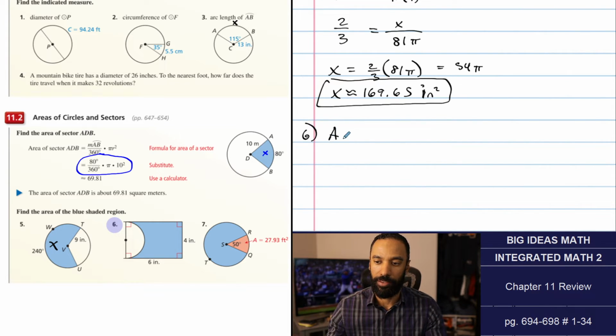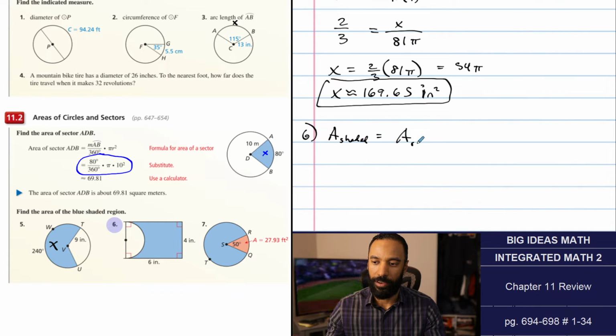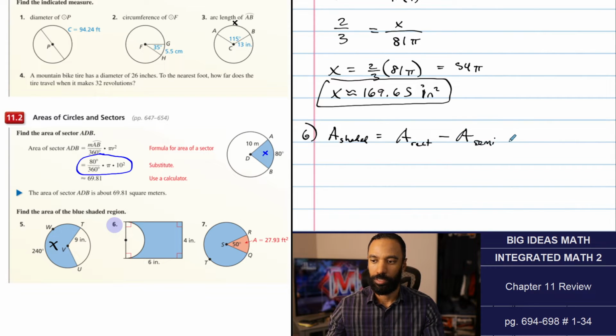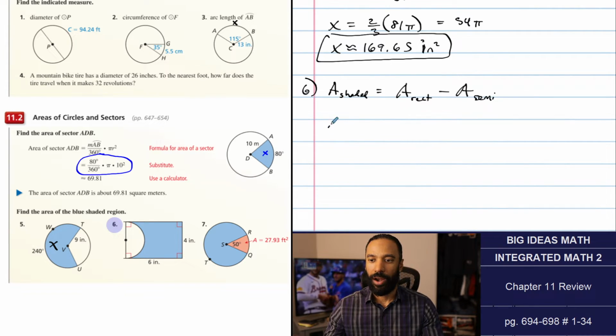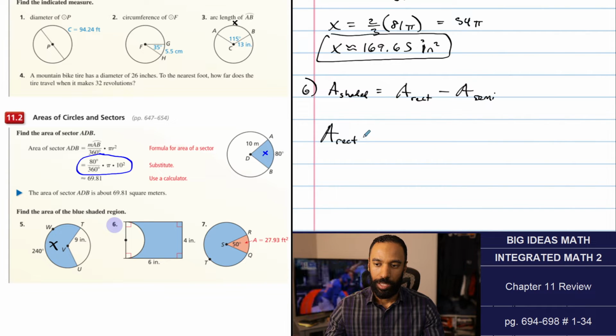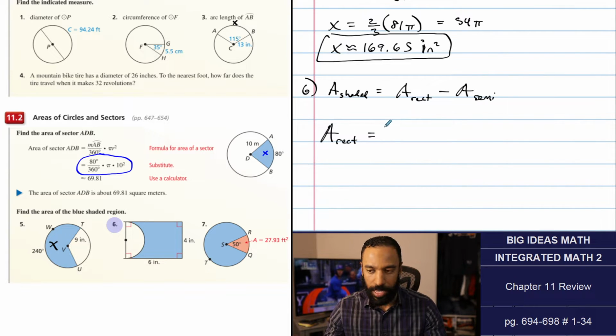So I'm just going to say the area of the shaded, let's start with this. Area of the shaded equals area of the rectangle minus area of the semicircle, like that. So the area of the rectangle is base times height, length times width, whatever you want to call it.